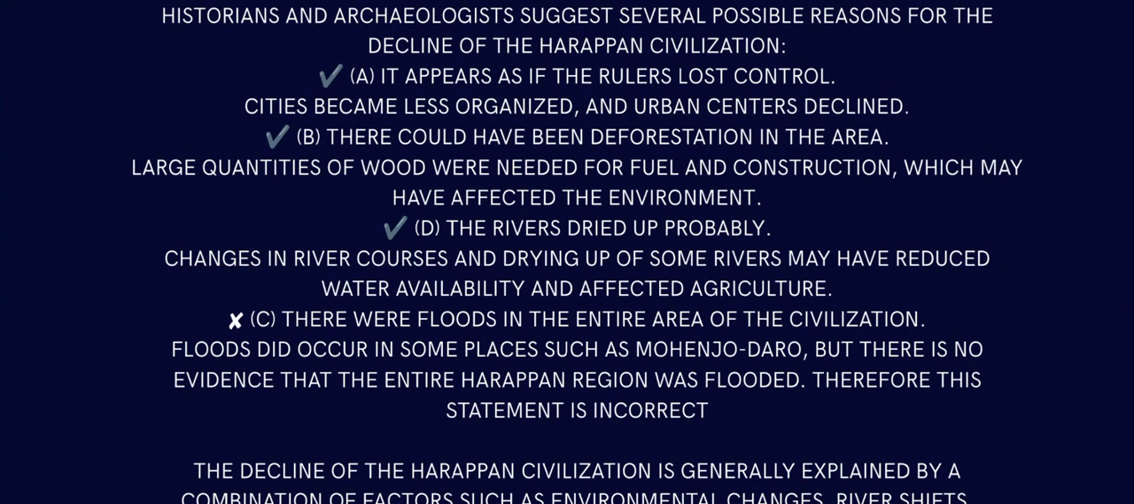There were floods in the entire area of civilization. So the flood did occur in some places such as Mohenjo-daro, but there is no evidence that the entire Harappan region was flooded. Therefore the statement is not quite correct, but that statement cannot be totally incorrect. If there were floods in Harappa, there might be floods in some other region too. So this question is on the line.